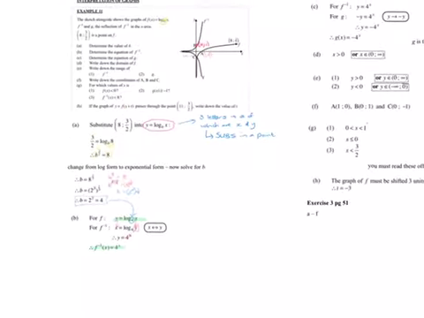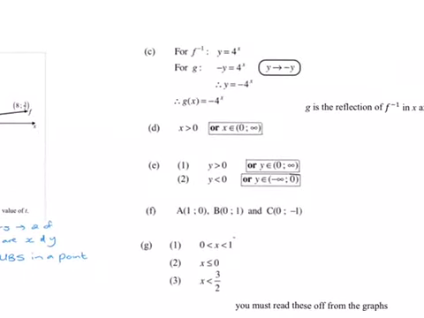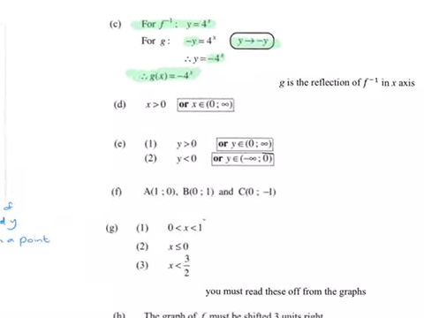Then for question C, determine the equation of g. g is the reflection of f negative 1, the inverse, in the x-axis. So here's your f negative 1. If we reflect in the x-axis, it means our y value is becoming negative. So instead of f negative 1 being y equals 4 to the x, our g of x is negative y equals 4 to the x. And remember, we don't want y as negative, so we bring the negative across. So g of x is the reflection in the x-axis.